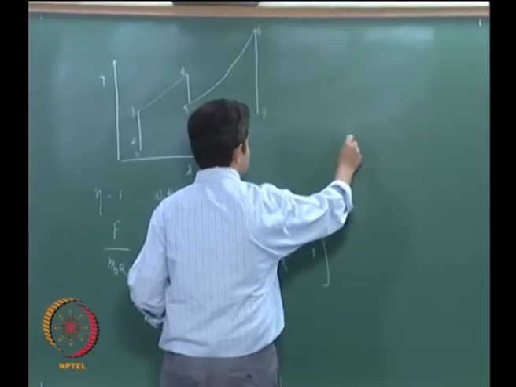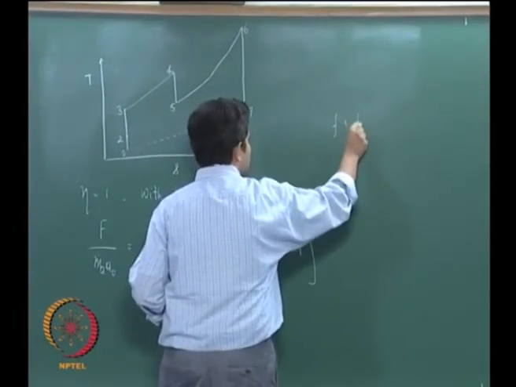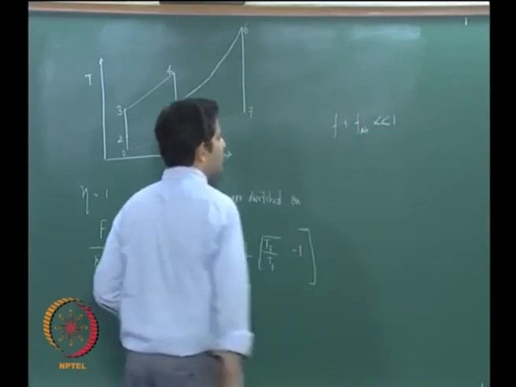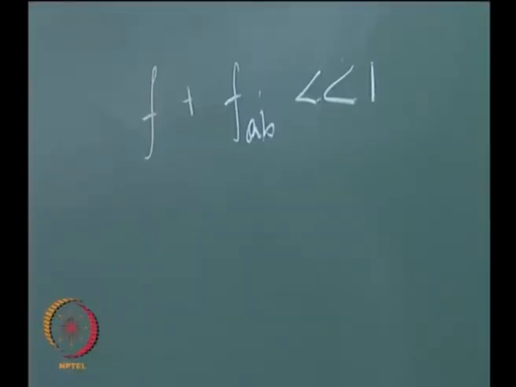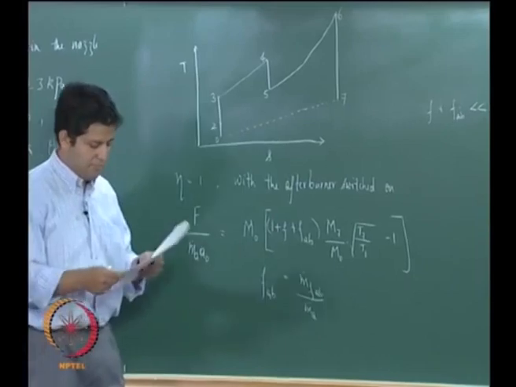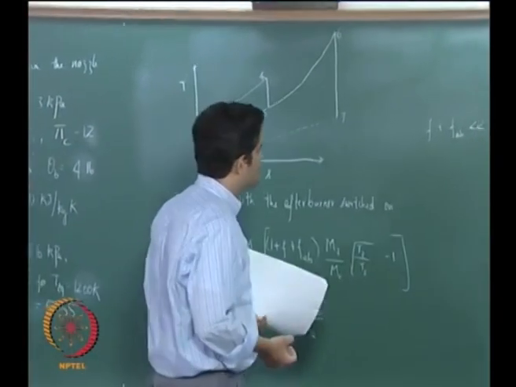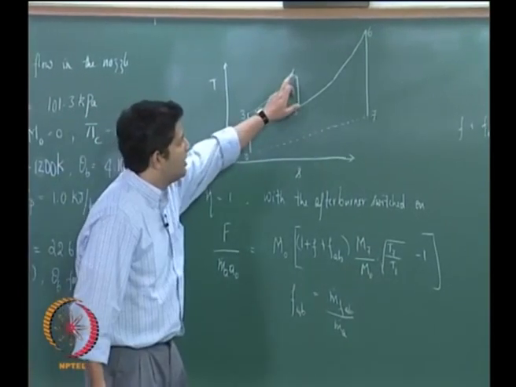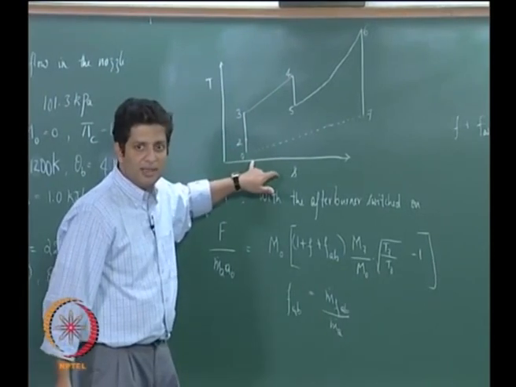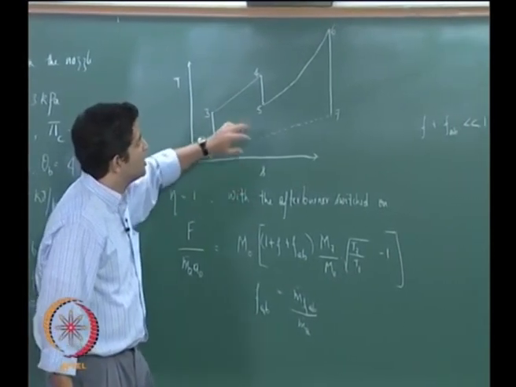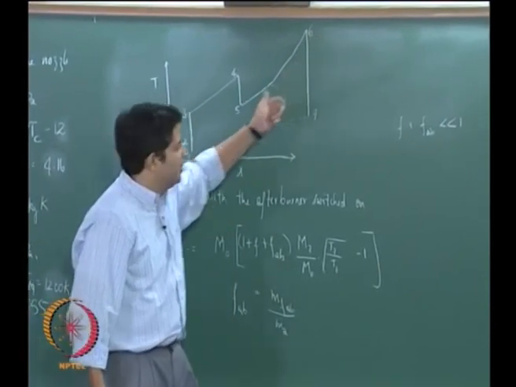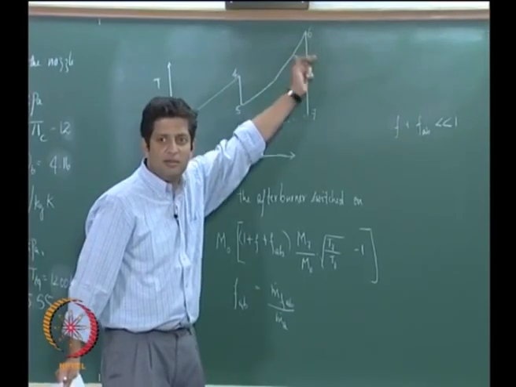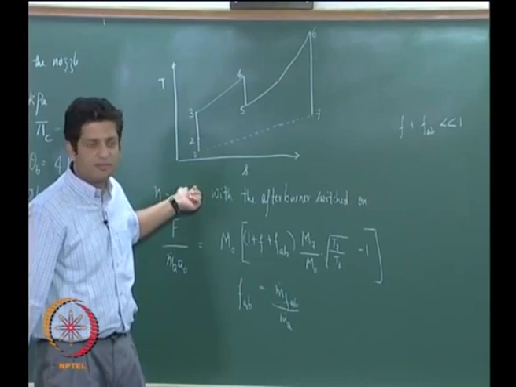I will say F plus FAB is very much less than 1, okay. So, that we can take these terms off, and I will also introduce another parameter here. Just like we had TT4 by T naught as a control parameter, we have a new control parameter that is TT6 by T naught, right. What is the maximum temperature in the cycle divided by T naught, the minimum temperature.